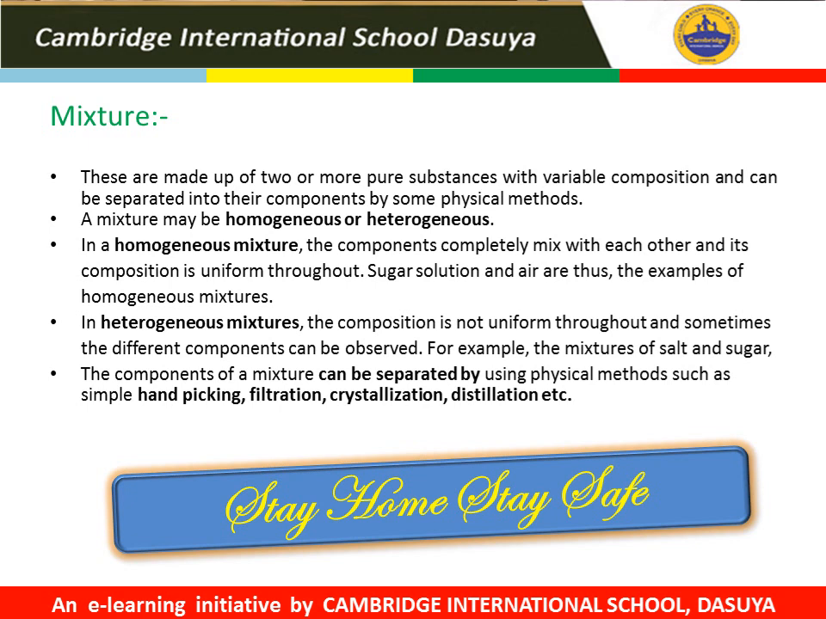Let us discuss the chemical classification of matter further. First we'll discuss mixtures, then we'll discuss pure substances. What are mixtures in fact? A mixture can be defined as a substance made up of two or more pure substances with variable composition. That means they can have variable composition. One can be more, another can be less, or it can be mixed in any way.